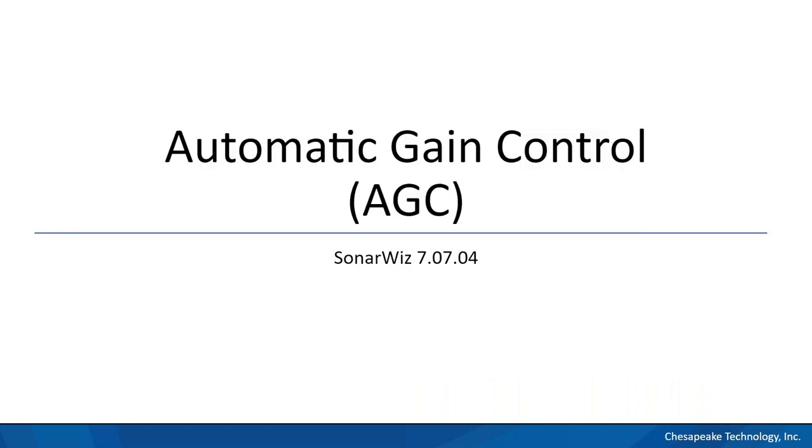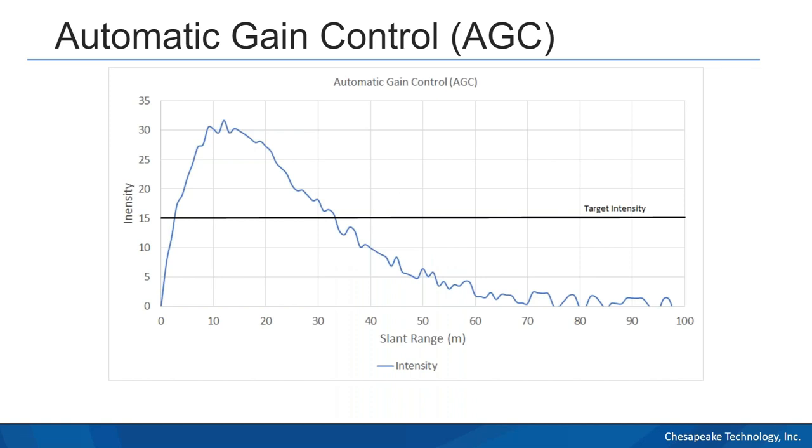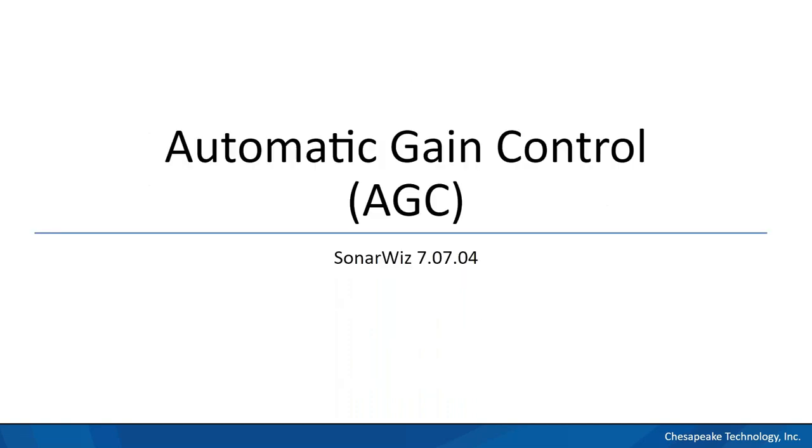So let's look at the next one. The next one is automatic gain control. And this algorithm is statistical. So it works with your ping data and it tries to come up with a curve based on your sonar and your data that compensates for the across track changes in color that we're seeing in our file.